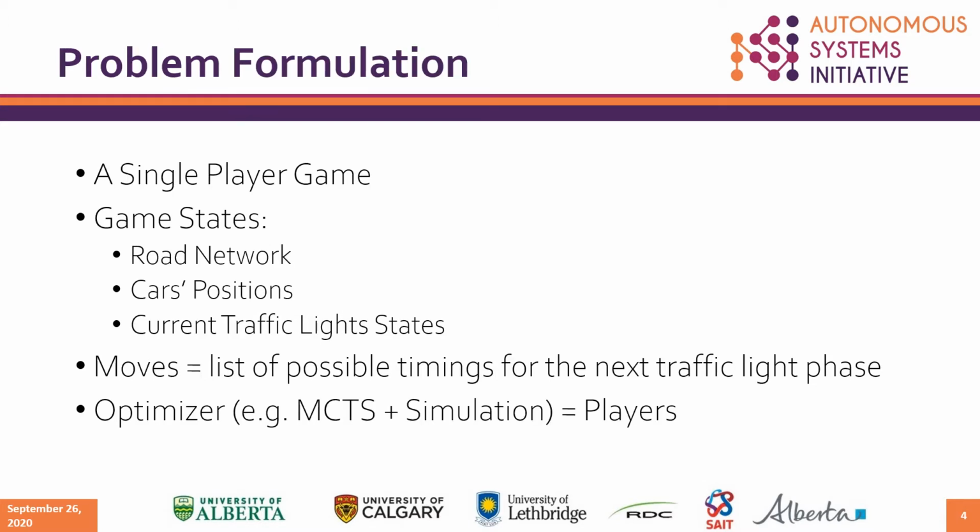So we're formulating the problem as a single-player game, where the game states are the road network, car positions, and the current traffic light states. Moves would be the list of possible timings for the next traffic light phase, and the optimizer is the player, in our case is the MCTS, along with the traffic simulations.